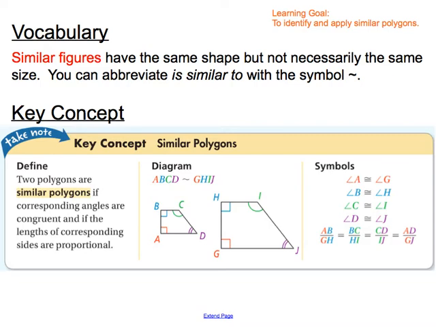So here we have two similar polygons, quadrilateral ABCD and quadrilateral GHIJ. We can see that positionally the angles are congruent, so angle A is congruent to angle G, angle B is congruent to angle H, angle C is congruent to angle I, and angle D is congruent to angle J. In addition to that, their sides are in proportion. So positionally, AB over GH is equal to BC over HI, and so on and so forth in the extended proportion you see at the bottom right-hand corner of the screen.